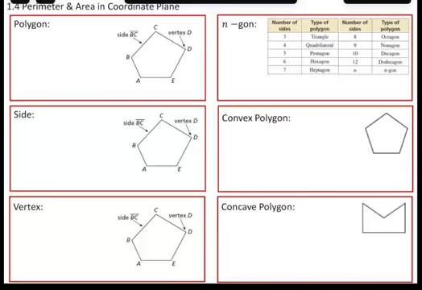First, we're going to talk about polygons. Polygons are closed figures. And when I say a closed plane figure, that means that it's a flat surface. It exists in one single plane. So it's a closed figure that's formed by 3 or more straight lines.